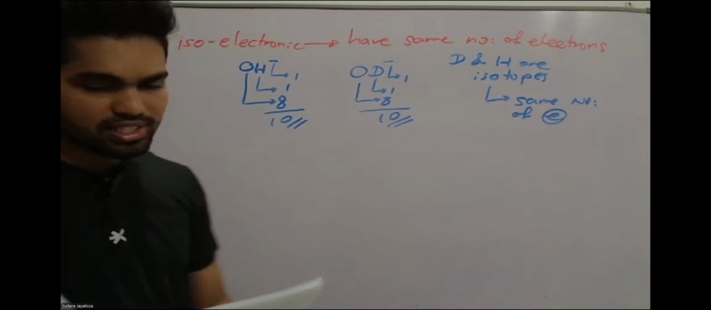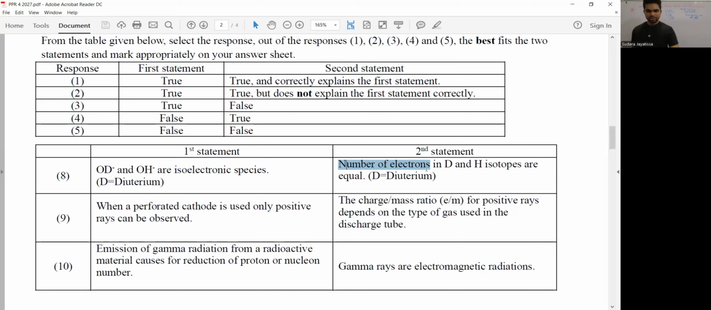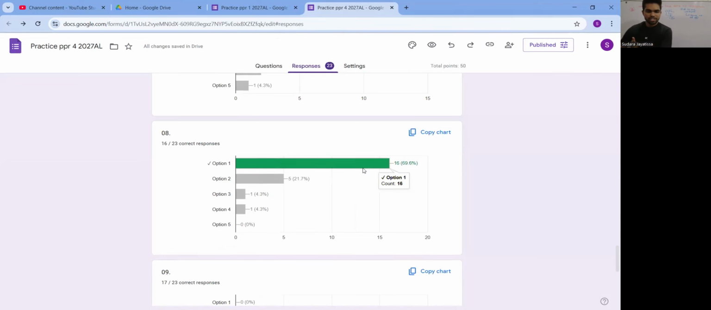Okay, so look at the second statement. First of all, see whether it is true, then decide. The number of electrons in deuterium and hydrogen isotopes is equal. Yeah, very good. And that explains the first statement, right? So the answer is going to be answer 1 for question number 8. Let's see how many of you got it correct. Out of 23 answers, 16 got the correct option and 5 of you got answer 2. That happens, Lamai. Some of you still have trouble deciding whether the second statement actually explains the first or not.